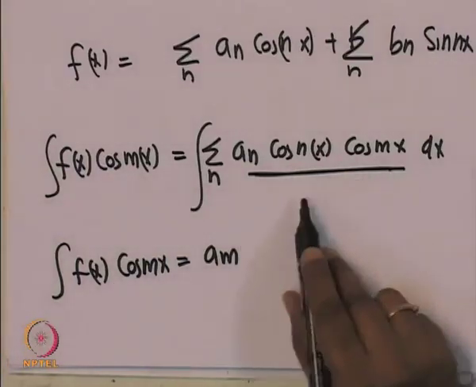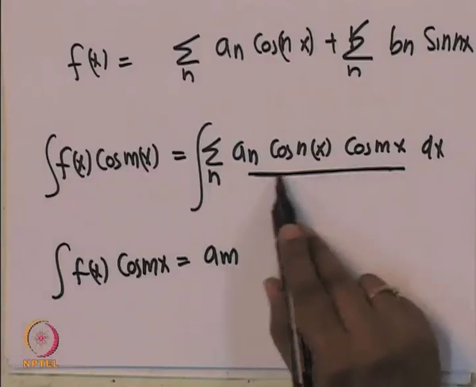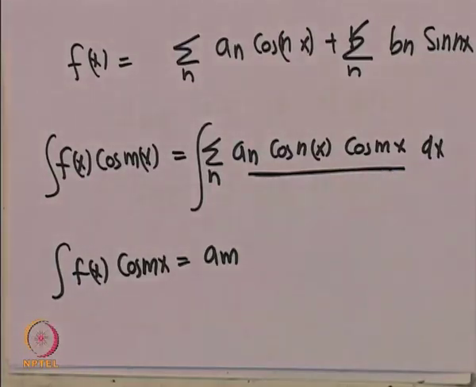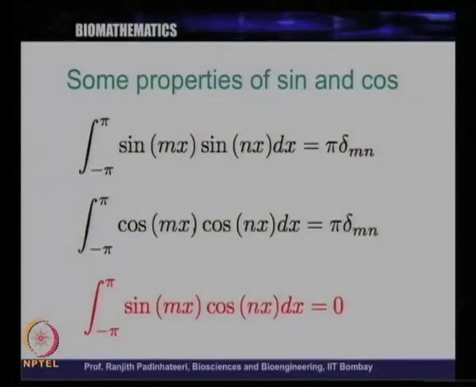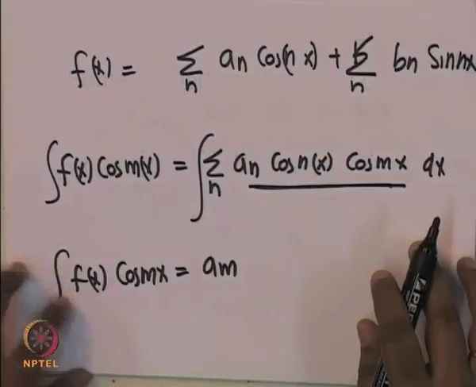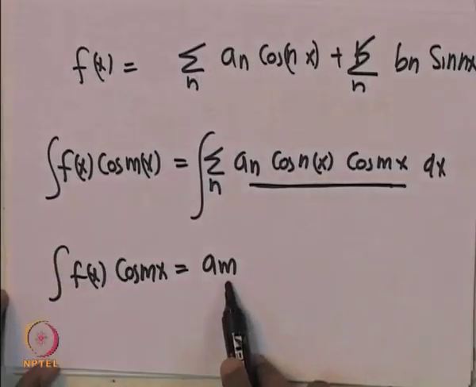You expand this and use the property that the integral of cos mx times cos nx is equal to 0 if m is not equal to n, and is equal to 1 when m equals n. So if you use that, you will get this. Then you get what you have written here: the integral of f(x) cos mx is equal to a_m.